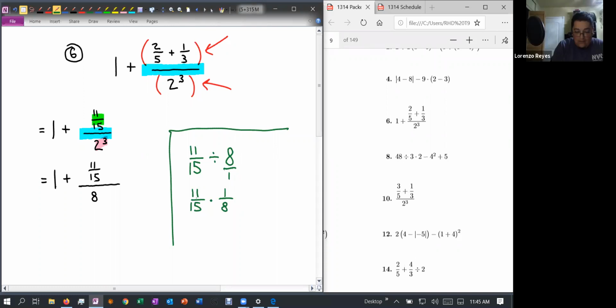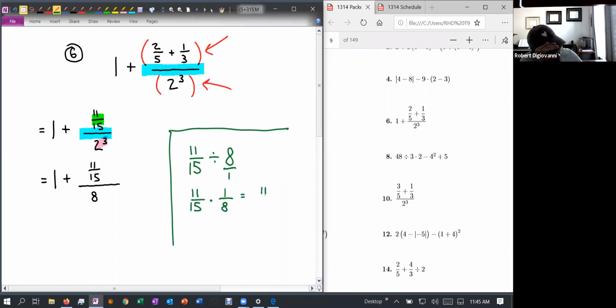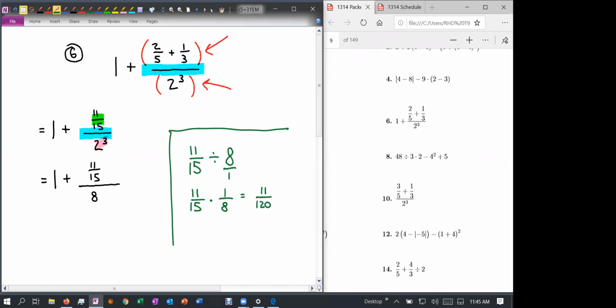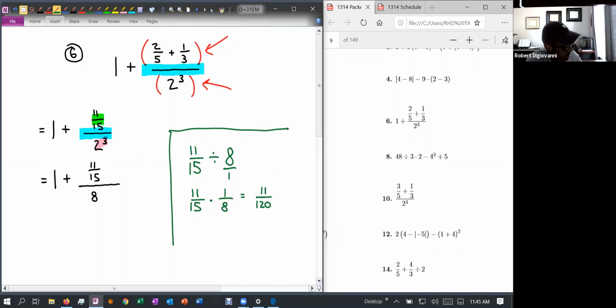Okay, and now we can just multiply straight across. So we get on the top 11 and on the bottom 120. All right? Okay. So now we come back here and we say, this is equal to 1 plus 11 over 120.